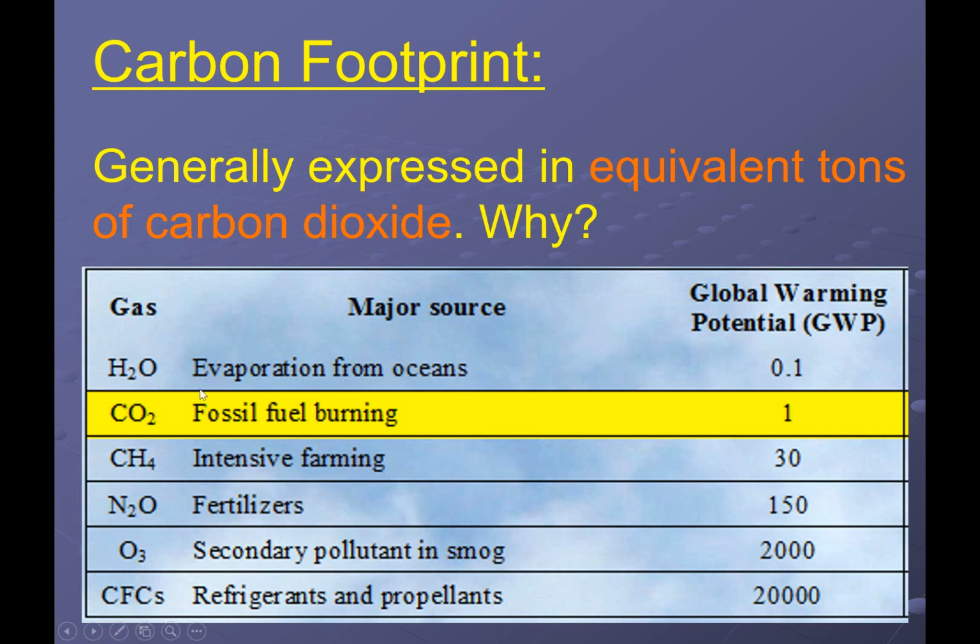Again, it's important to note water and carbon dioxide are naturally present. If carbon dioxide is a reference, it has a global warming potential. Your textbook calls it a greenhouse factor of 1. Every chemical is now in relation to carbon dioxide.